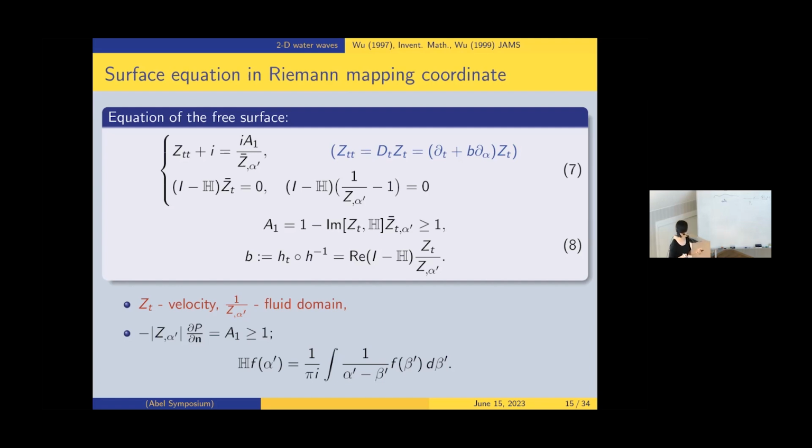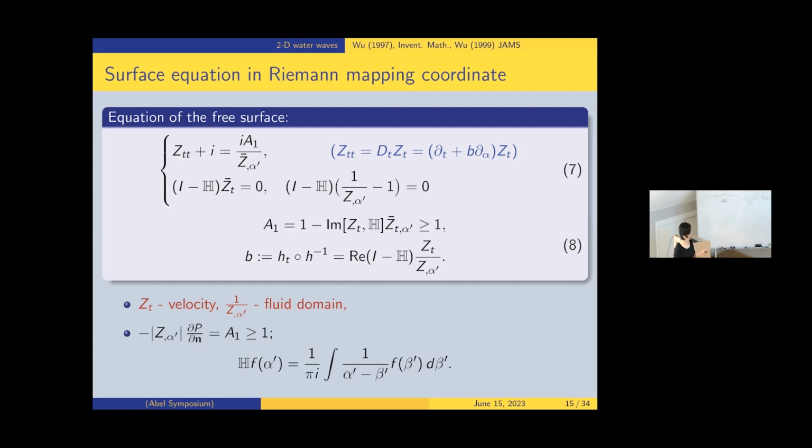So A1 is greater than or equal to 1, and remember, if we follow the notation carefully, negative dp/dn times the length of z alpha is exactly equal to A1. So A1 greater than or equal to 1, in other words, shows negative dp/dn has to be greater than or equal to 0, right? Because on the left-hand side, the length is always a non-negative quantity. So this is how we prove that the Taylor sign condition always holds.